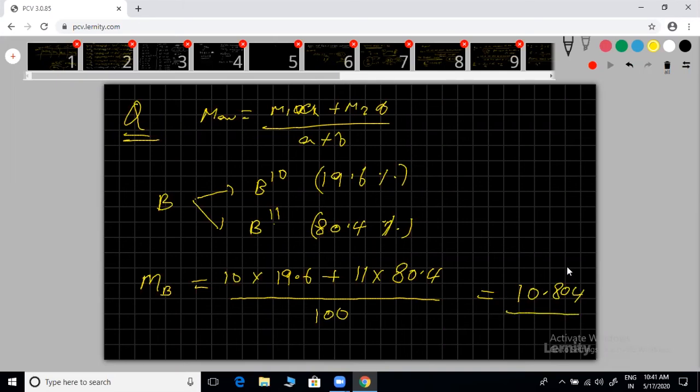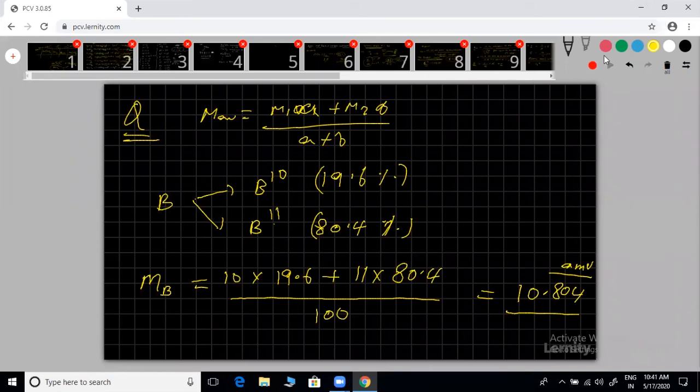You have to give the unit AMU. I'm asking for one boron atom, so AMU only. Wherever I'm asking for a single atom, you have to multiply by AMU. That's your answer. Understood?